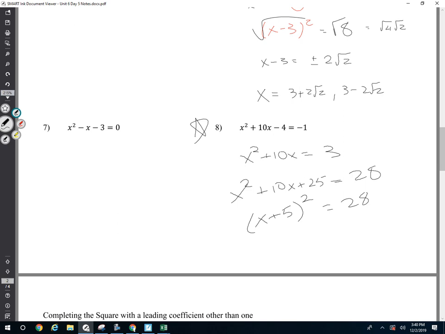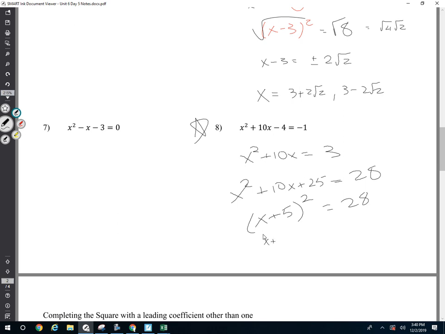Square root both sides. Square root of 28 is root 7 times root 4, which is 2 root 7. Then subtract 5. Awesome. And you have a difficult looking answer, but a correct answer.